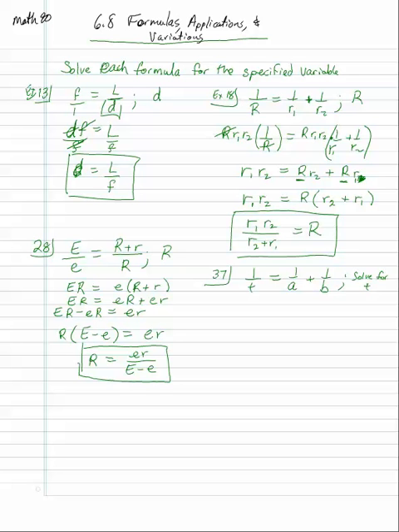So number 37, we've got 1 over T equals 1 over A plus 1 over B. That gives the total time T required for 2 workers to complete a job. If the workers' individual times are A and B, solve for T. So again, we want to get T by itself, so let's clear the fractions, multiply by the LCD, which is ABT. And I'm just going to go ahead and distribute it.